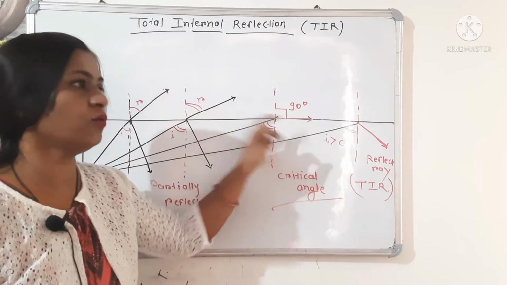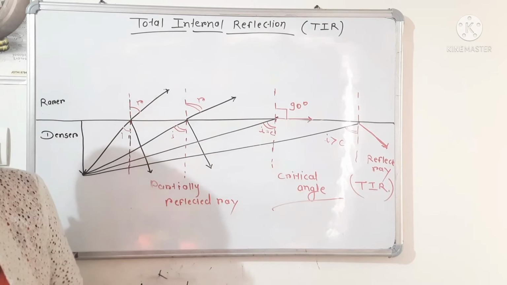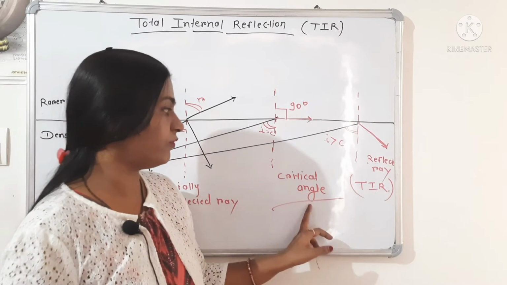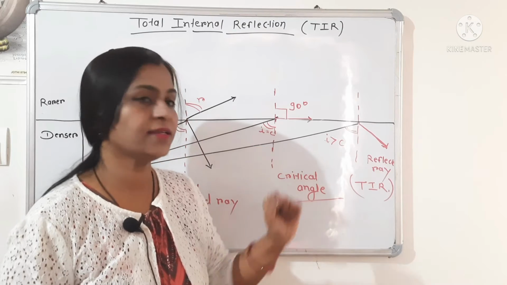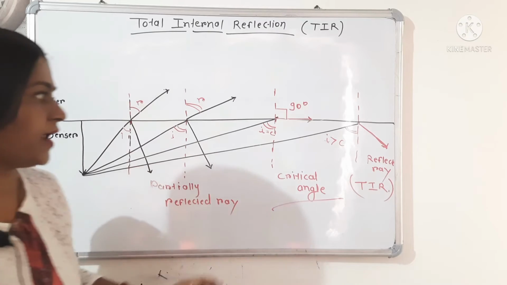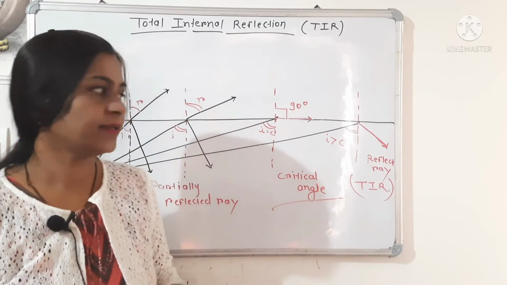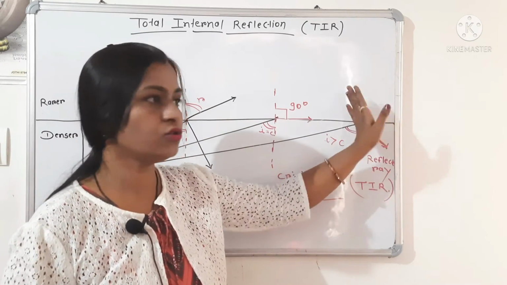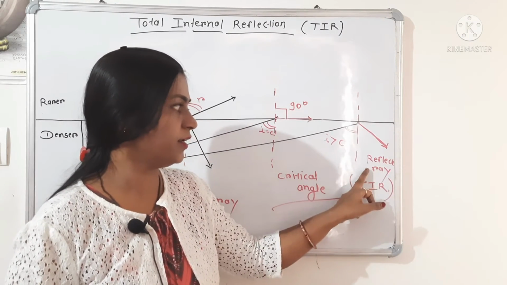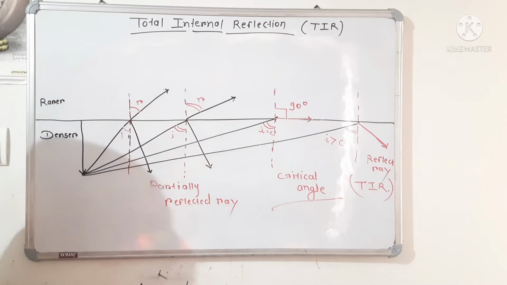जिस एंगल पे एंगल ऑफ रिफ्रैक्शन 90 डिग्री होगा, that angle becomes the critical angle. And after that critical angle, if the incident angle is greater than the critical angle, in that case no refraction occurs, there is only reflection. That means this incident ray is totally internally reflected. Here there is no refraction, only reflection takes place, so it's known as total internal reflection.